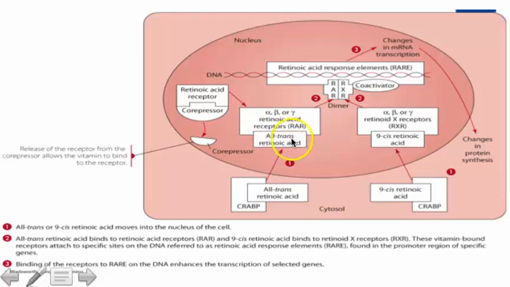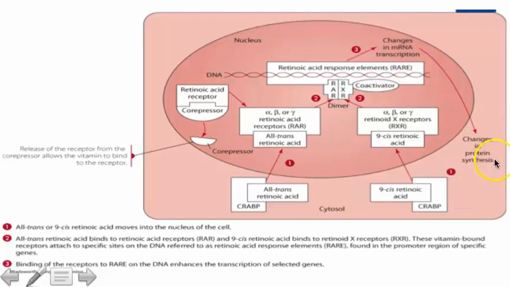So the all-trans will bind to the RAR, the 9-cis will bind to the RXR, and these two vitamin A receptors form what's called a dimer. A dimer is a combination of two different receptors bound together. So we see the dimer here, and the dimer is also attached to this response element, the retinoic acid response element, or RARE.